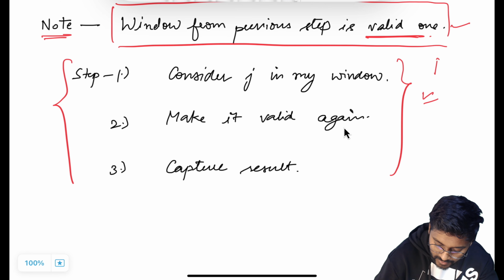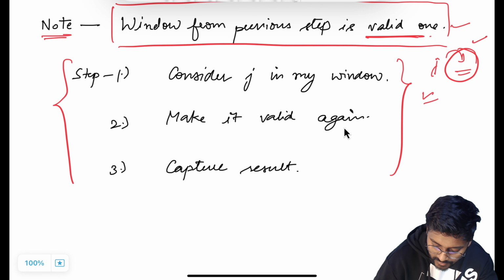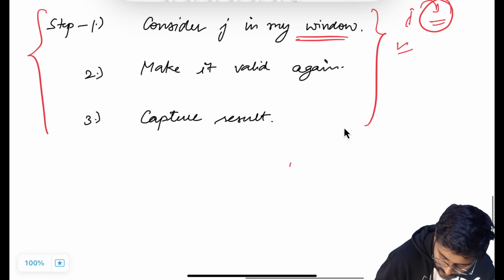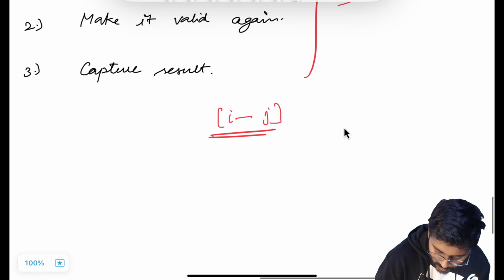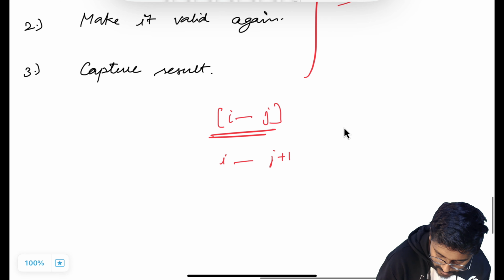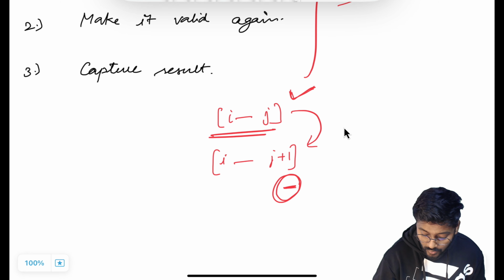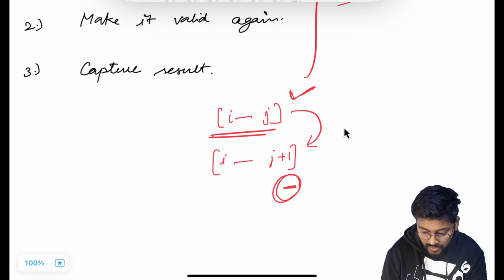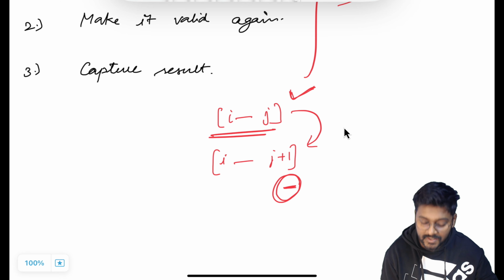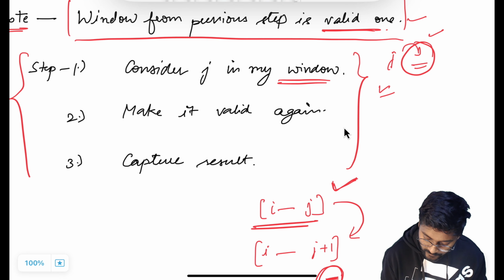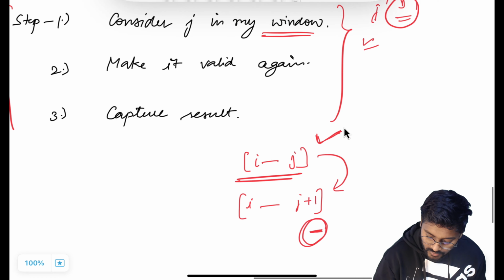Firstly, I am incrementing my j pointer or right pointer, so consider the next new element. Consider j in my window. From i to j, this was my previous sliding window, and my new sliding window is i to j plus 1. From this to this, I only added one element. My previous window was valid, and after introduction of the new element, my window can get disturbed. So my 3 rules are: first of all, consider one element.